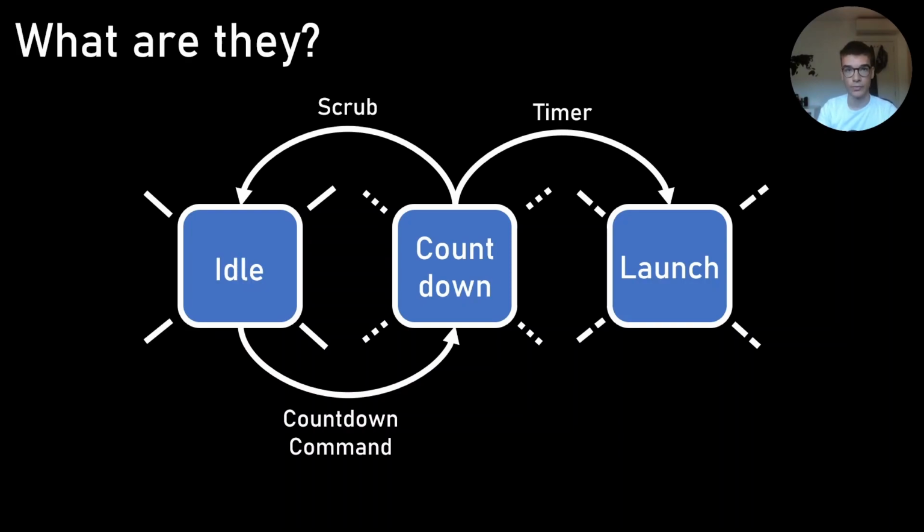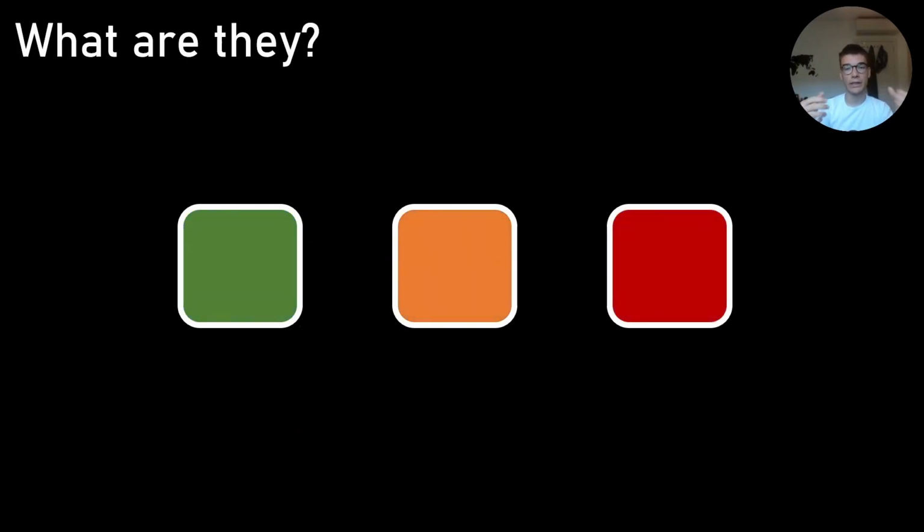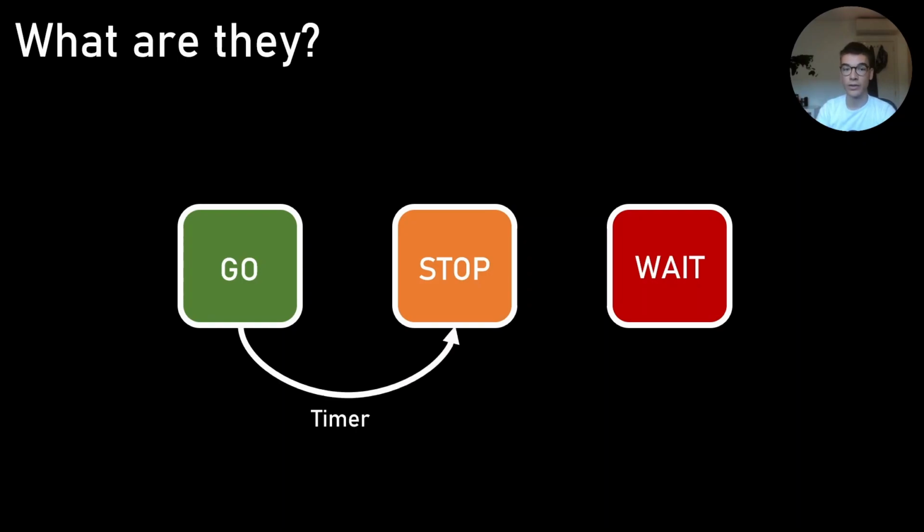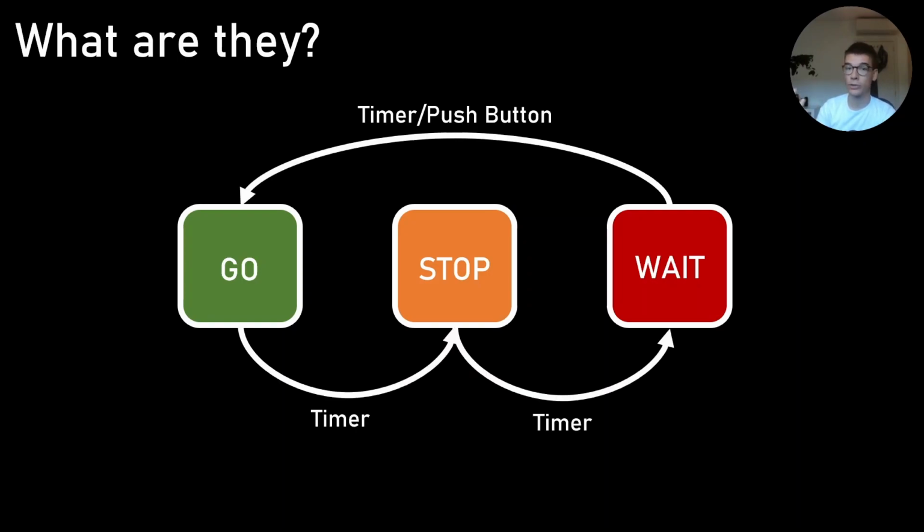Another example of a state machine is a traffic light, where you have three states, namely wait, stop, and go. And in each of these states, you do something different, you and the traffic light as well. And to go from one state to the other, you mainly have timers, or for example, a push button is also possible.